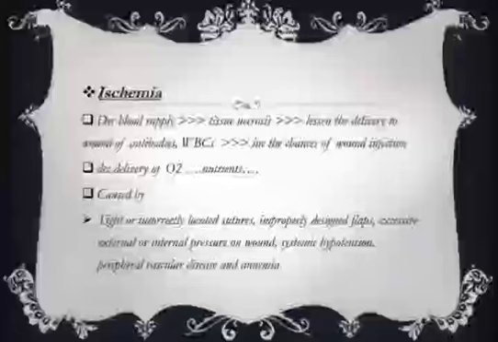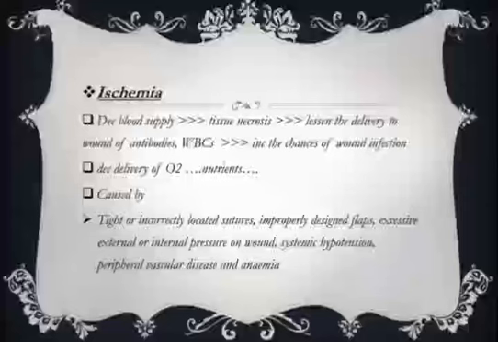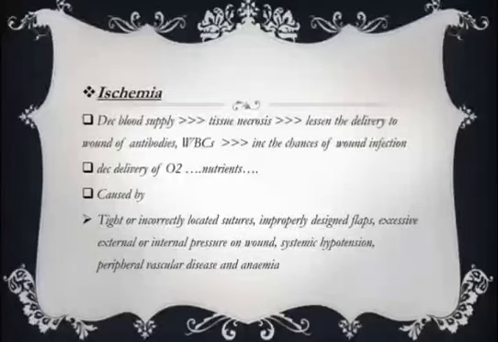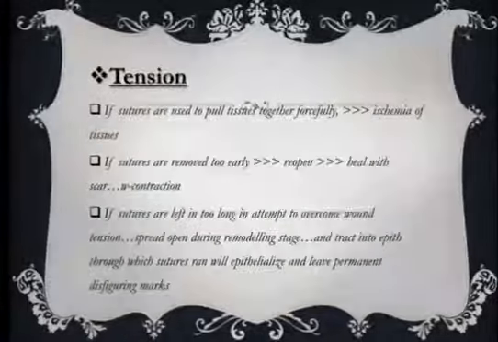Ischemia, decreased blood supply like a necrotic tissue. They lessen the delivery of antibiotics to the wound. WBC, this increases the chance of wound infection. Decrease the delivery of O2. There will be decreased nutrients. These are caused by tight or incorrectly located sutures, improperly designed flaps, excessive external or internal pressure on the wound, systemic hypertension, peripheral vascular disease and anemia.